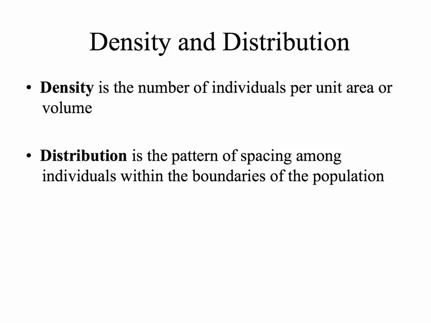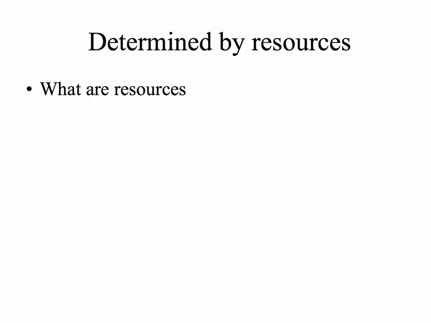Population density refers to the number of individuals per unit area or volume. Distribution refers to the pattern of spacing among the individuals within the boundaries of the population. Both the density and the distribution rely on resource availability.